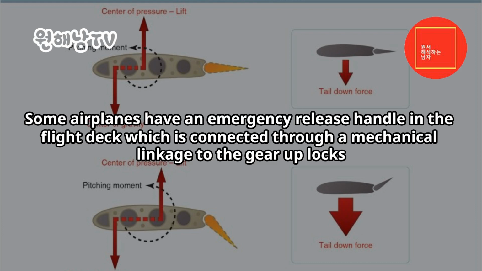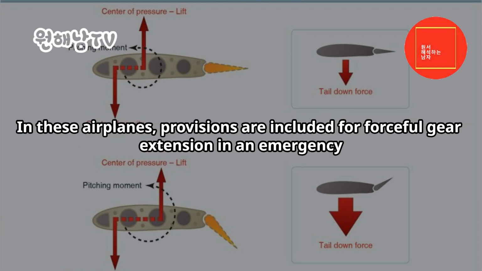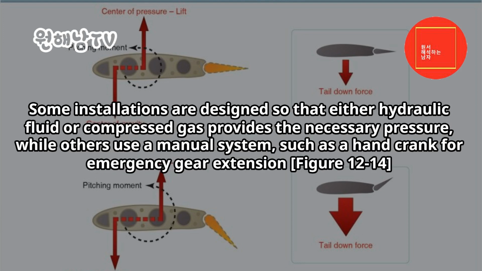Some airplanes have an emergency release handle in the flight deck which is connected through a mechanical linkage to the gear up locks. In these airplanes, provisions are included for forceful gear extension in an emergency. Some installations are designed so that either hydraulic fluid or compressed gas provides the necessary pressure, while others use a manual system, such as a hand crank for emergency gear extension.